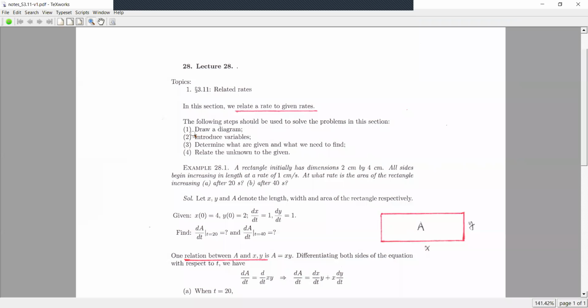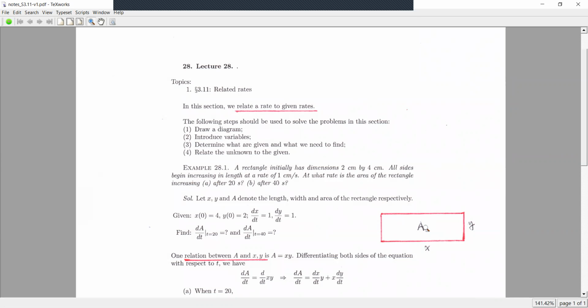To answer the questions in the example, step 1, draw a diagram. I draw a rectangle. Step 2, introduce variables. I let x denote the length, y the width, and a the area of the rectangle. Please note that all the 4 sides of the rectangle are increasing in length.